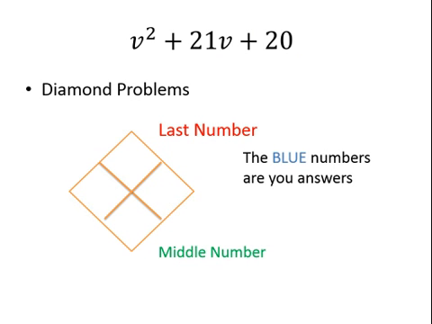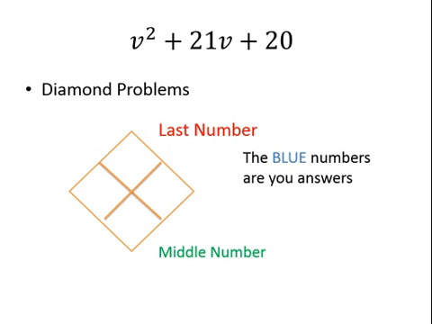All right, so now let's look at this one. We have v squared plus 21v plus 20, and we want to set up our diamond problem. So take a second, set up the diamond problem, and if you're able to solve it, go all the way through and solve it, but at least set it up, get the last and middle number plugged in the right spot first.